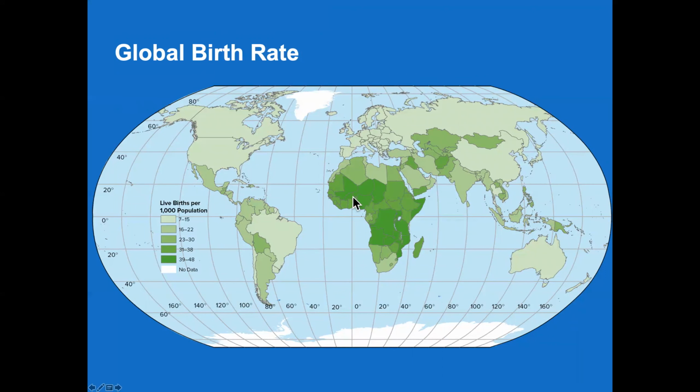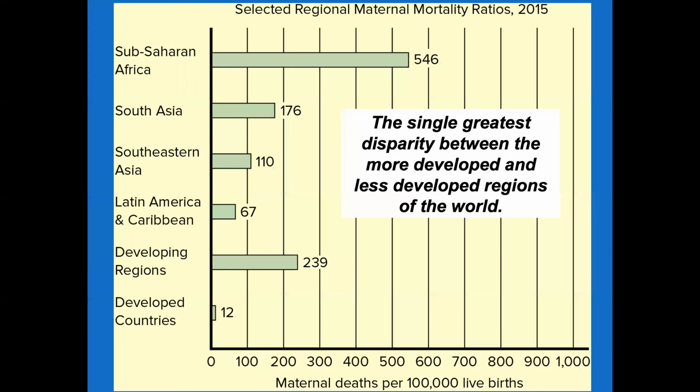Birth rate is clearly higher in areas of lesser development. And again, one of the most significant statistics that implies development or lack of development is birth rate. It's just the way that is. So the higher your fertility rate, the lower your development tends to be. Here's an example of the single biggest discrepancy between more developed and developing regions of the world. Notice this is maternal deaths per 1,000 live births.